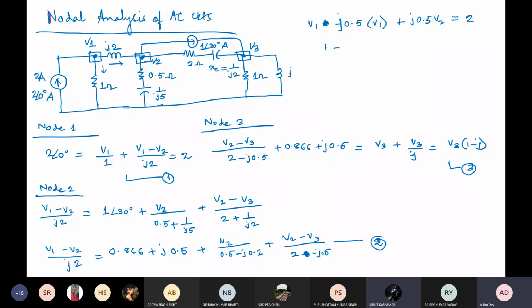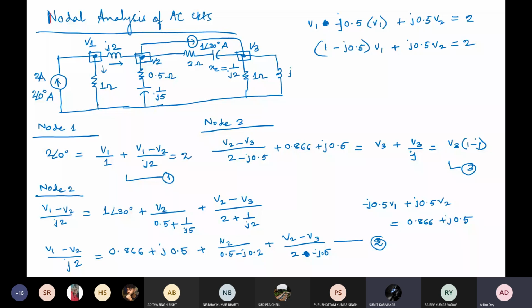So ultimately you can write it as 1 minus J 0.5, or 0.5 J, whatever way you want to write it, V1 plus J 0.5 V2 is equal to 2. This is your equation 1. This you can again revise and write as minus J 0.5 V1 plus J 0.5 V2 is equal to 0.866 plus J 0.5.